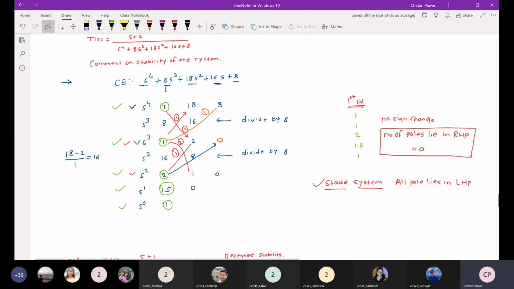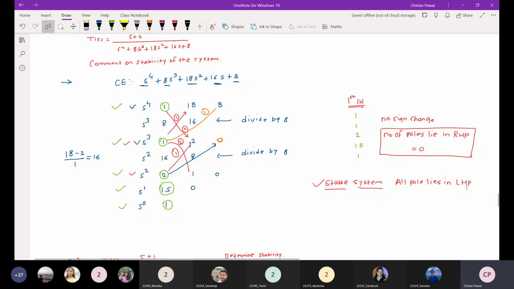Similarly, next I will consider s raised to 3. This is an odd order term, right? So I will take the coefficients of the odd order terms: 8, 16, for s raised to 3 and s raised to 1. So all the elements available in the characteristic equation are now covered. Now we need to find the elements of the other rows. Here we have 8 and 16, and we just divided by 8 to simplify the elements of this row. So the simplified elements are 1 and 2, right?